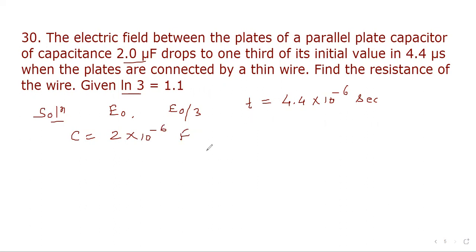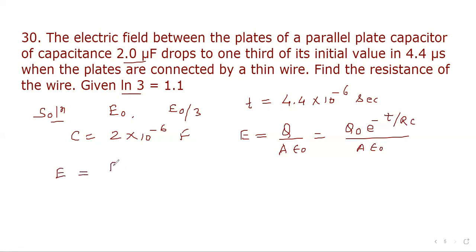Now, we know that the electric field is given by Q upon A times epsilon naught, and Q can be written as Q0 times e to the power minus T divided by RC, where RC is the time constant, divided by A times epsilon naught. Now, in place of E, we can write here E0 upon 3, and so our relation will be E equal to E0 times e to the power minus T upon RC, but E equal to E0 upon 3.